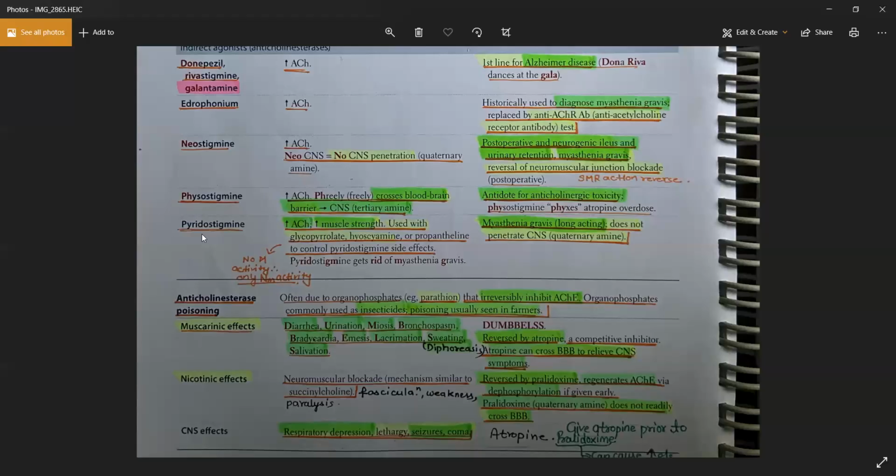So you always give these agents with some anticholinergic agents like glycopyrrolate or hyoscyamine, which inhibit the muscarinic receptor so that you won't get any muscarinic symptoms. Okay, please remember this fact: glycopyrrolate or hyoscyamine or propantheline, to control the muscarinic symptoms, because you just need nicotinic receptor stimulation in case of myasthenia gravis.